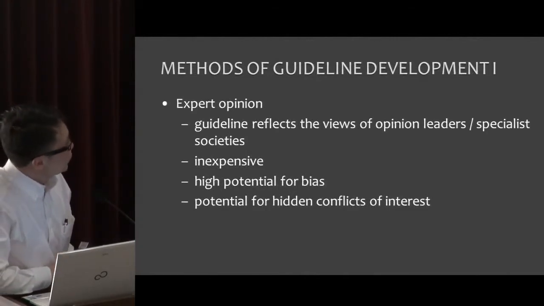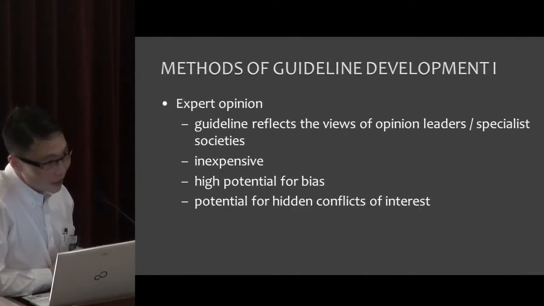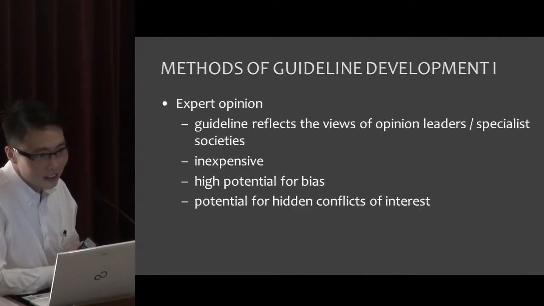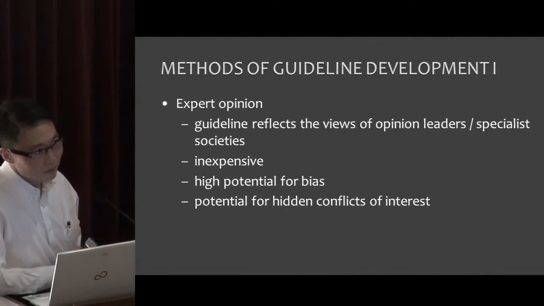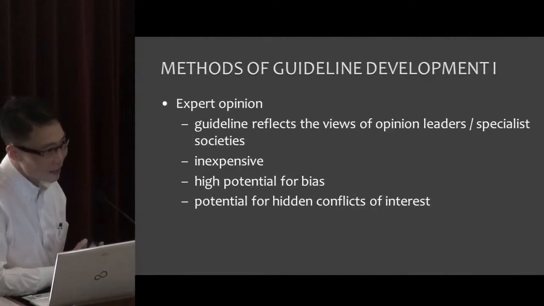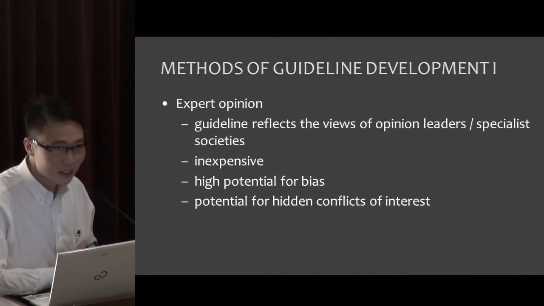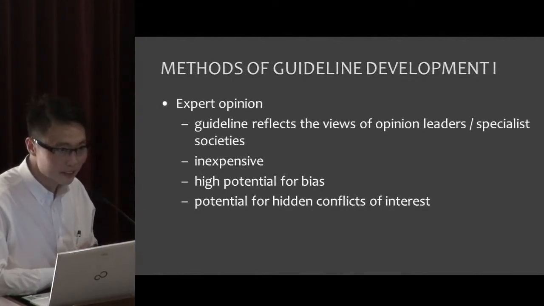Never mind. The guidelines reflect, if it's expert opinion, the views of opinion leaders and specialist societies. So very often you can have, say, a specialist society, say SDA, coming up with a position paper, and it may be just a gathering of people who are rightly recognized as experts in the field, and with their collective wisdom, they come together and make a statement.